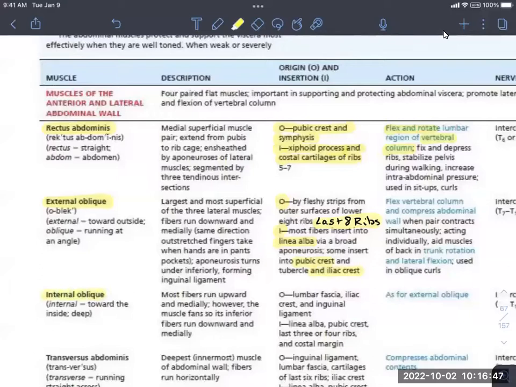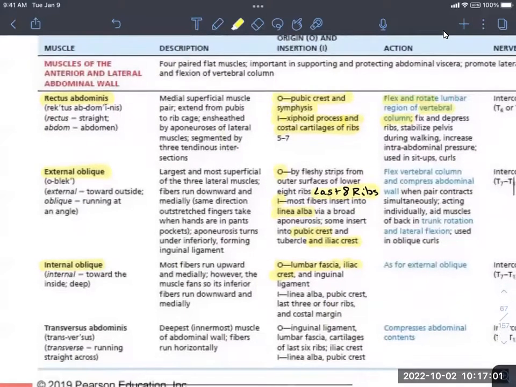Our internal obliques originate at the lumbar fascia and the iliac crest. The internal oblique will insert at that linea alba, pubic crest, and the costal cartilage of the last ribs.